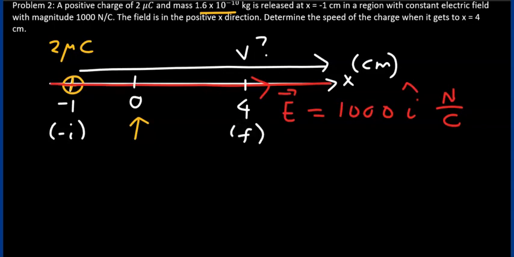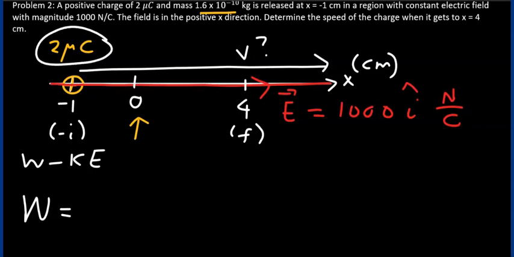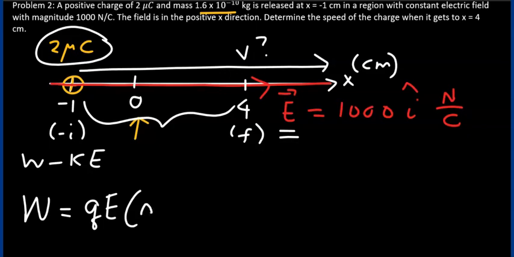So we are going to use the work-kinetic energy theorem to solve this problem. The work being done on this 2 microcoulomb charge is due to this electric field. So it creates an electric force with a magnitude Q times E, and in doing so it is displacing the charge a distance of 5 centimeters. So let's call that displacement delta x.